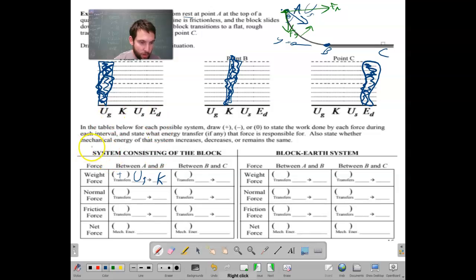Oh, this is important. Holy cow. The system consisting of only the block. So only the block is the system. Weight is an external force.